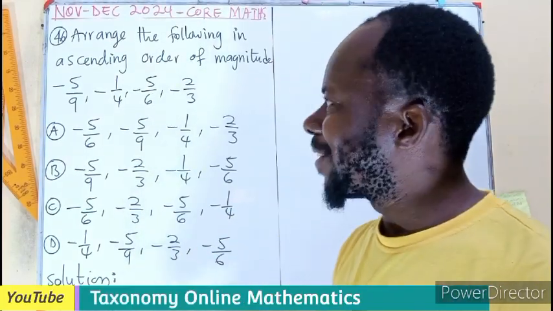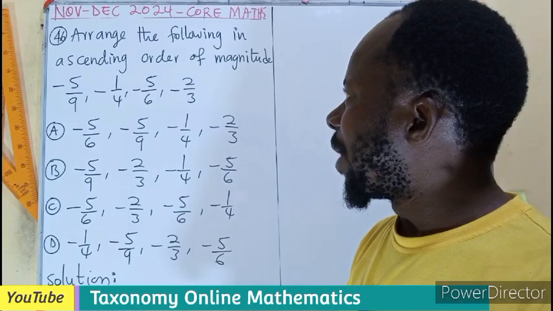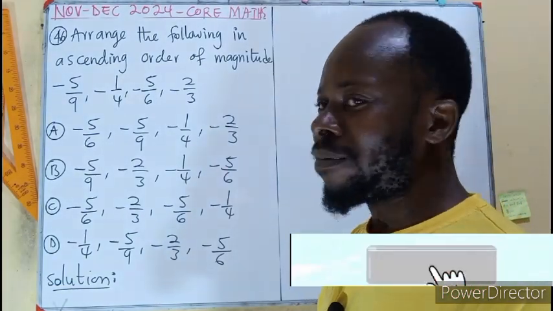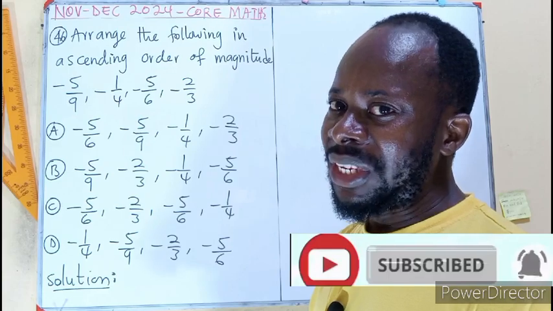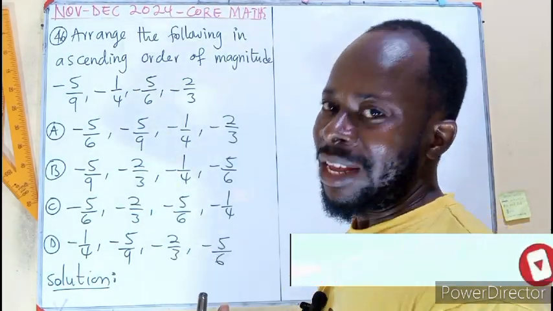Hello, welcome back on question 46 NOV-DEC 2024. We are to arrange the following fractions in ascending order of magnitude. Don't forget, arranging in ascending order simply means starting from the smallest to the highest.